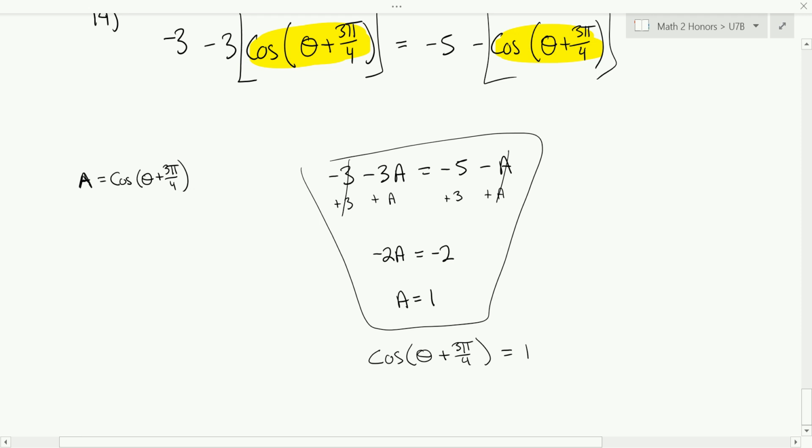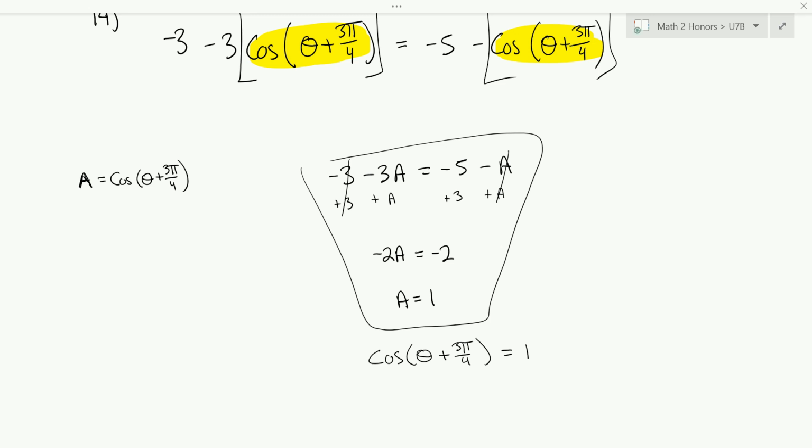Now, again, you cannot separate anything in that parentheses from the cosine. That theta plus 3 pi over 4 is inside that cosine. You can't add 3 pi over 4 to both sides. You can't divide by cosine to separate things. It's a function, it's stuck together.